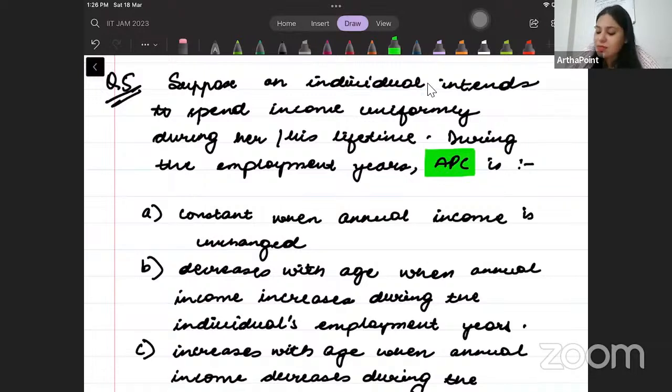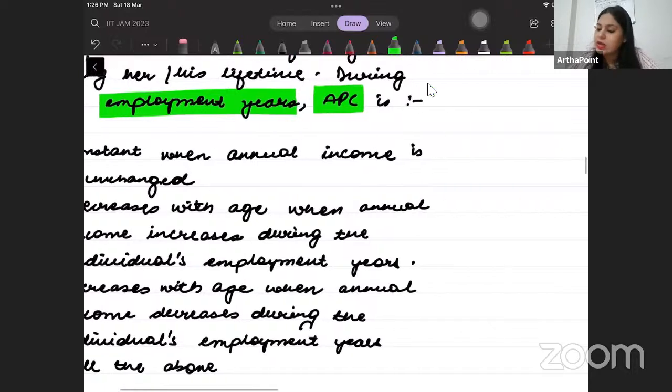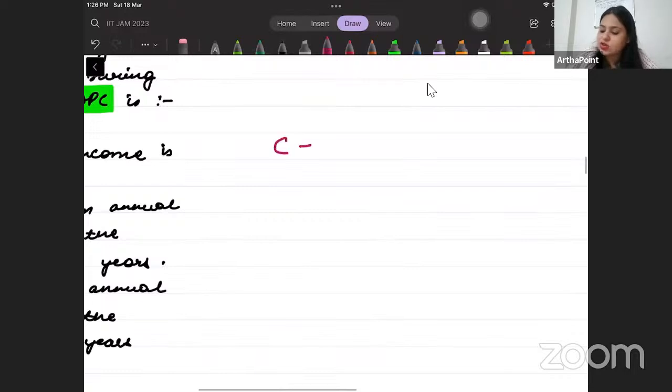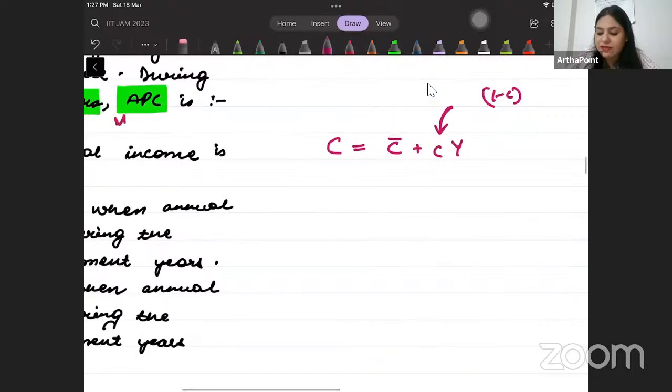Now, when I am employed, then I know that my consumption has to take place out of my income. So in a way, my consumption should follow the very usual consumption curve, right? So my consumption curve should be C = C bar + CY. I'm consuming out of my income. And of course, if I'm consuming C proportion, I'm saving 1 minus C proportion, which I will use during my retirement.